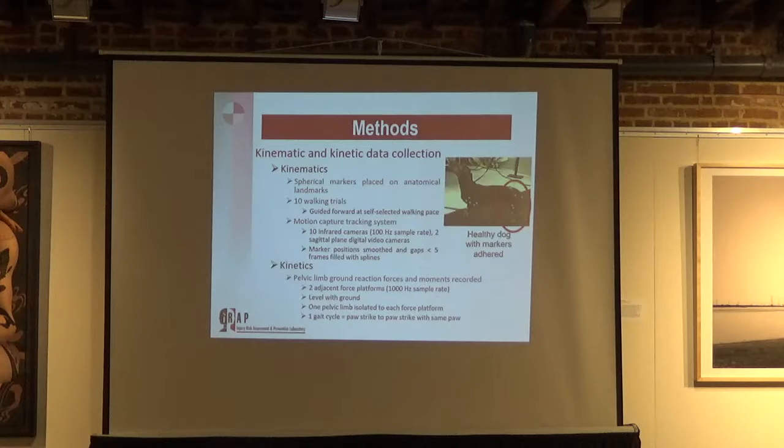Kinetics were also obtained using 2 force plates, 2 force platforms that were placed level with the ground, also placed adjacently, and this allowed for the dog to walk across both plates so that we could isolate an individual paw on each plate. And one gait cycle is defined as paw strike from one paw until subsequent paw strike from that same paw.